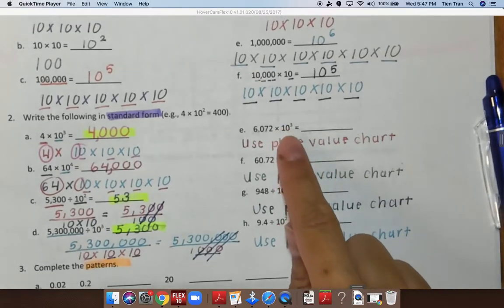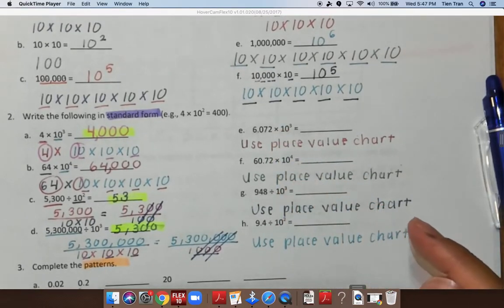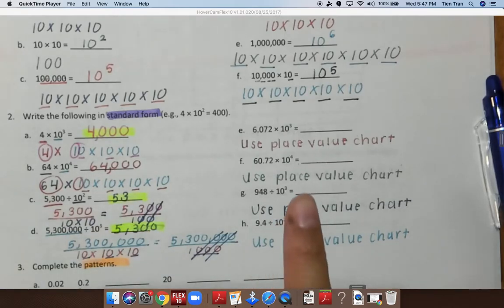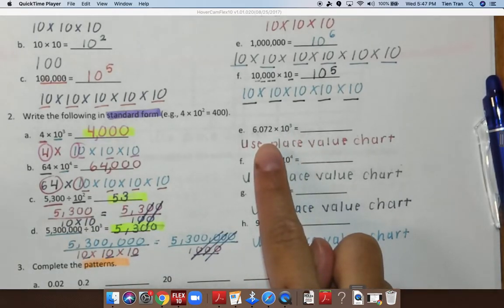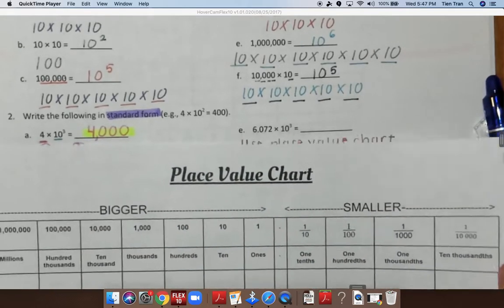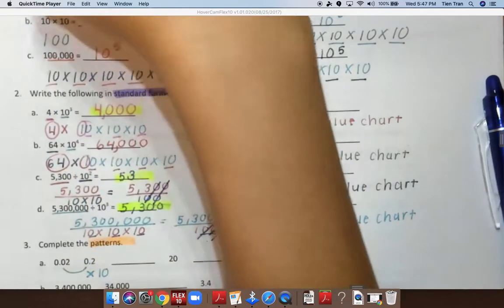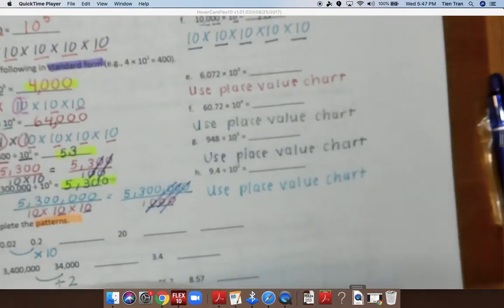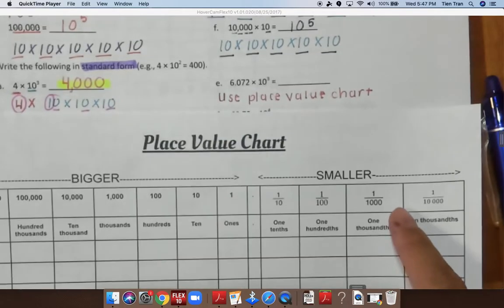Okay, now for problem E, I have 6 and 72 thousandths. So at this point, I'm going to use my place value chart. When I start having decimals, it's a lot trickier to divide and multiply exponents. So I'm going to use a place value chart, and I'm going to write it down. Okay, so that's exactly what I'm going to do. I'm going to move this a little higher so that you guys can see my place value chart.